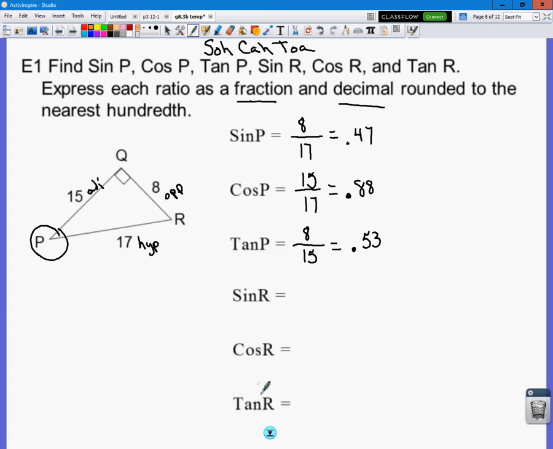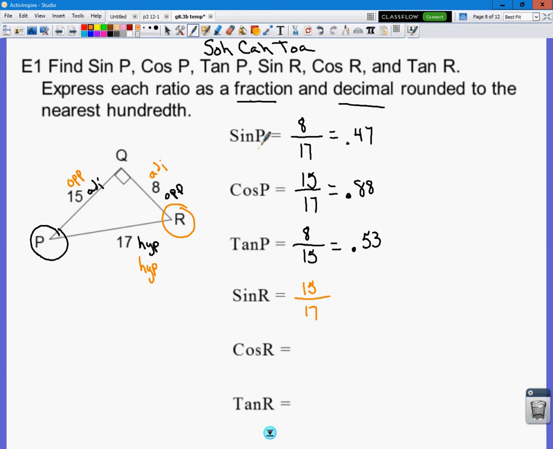Now they switch to a different angle. So I'm going to do the other angle in a different color. If I'm starting at R and I have to label my parts, what is the 15? It's opposite now. What's the 8? It's adjacent. The 17 is still what? The hypotenuse. That didn't change. The sine of R then. Opposite over hypotenuse. What's opposite? 15 over 17.